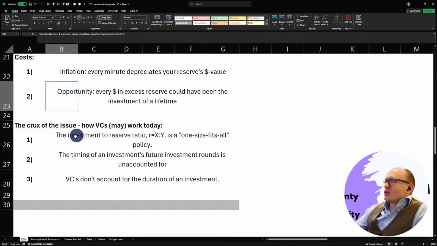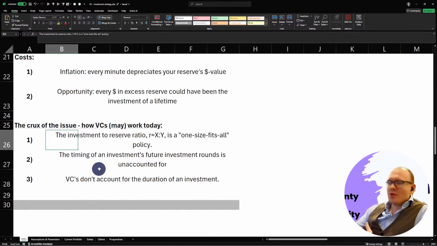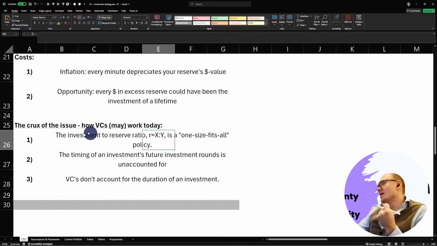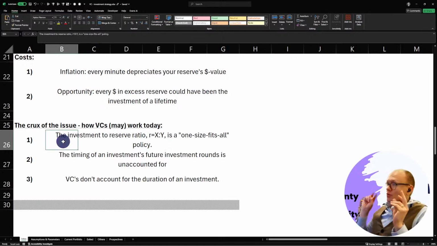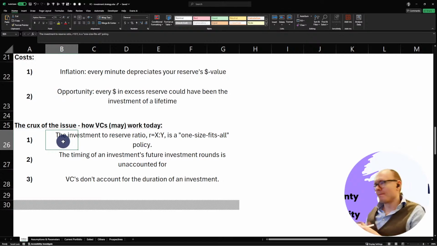So again, the crux of the issue, going back to how VCs work today, is that, for instance, the investment to reserve ratio, which is how much money we need to invest and how much we want to hold in reserve, is in many cases a one size fits all policy, which is obviously not true. That would depend on a particular startup. We can't just expect that we would need double the amount of money for our next follow-on investment.